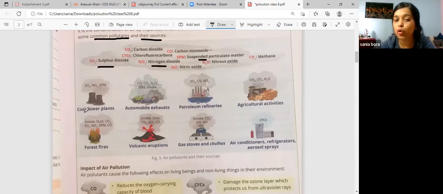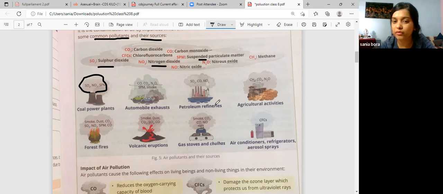are coming from coal power plants. When we burn coal, smoke is released, so these pollutants will come and contaminate the air, and that will cause air pollution. Clear? Automobiles, like the vehicles, release SPM and smoke, CO2, N2O. All these are coming from your vehicles. Next, petroleum refineries.